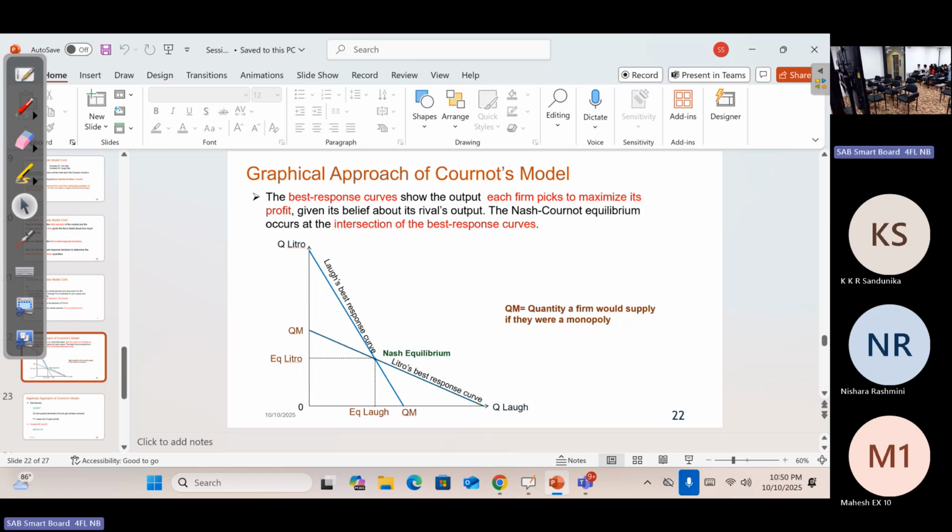This is for the total market. So that is not Q1 or Q2 alone, but both values together, Q1 plus Q2. That means the big Q.